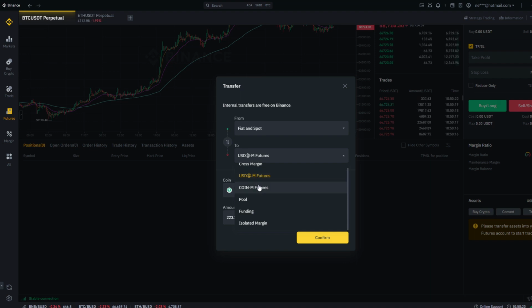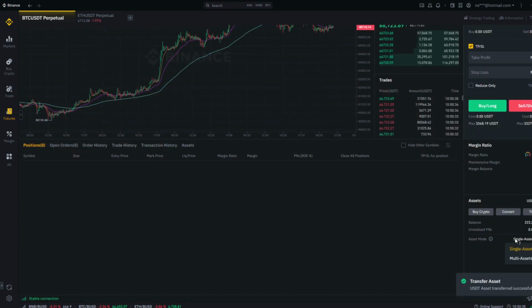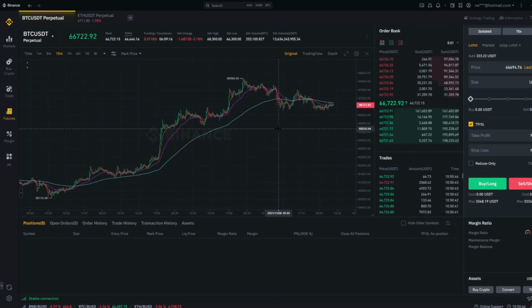Now, there's also something called coin futures, and that's pretty much the same thing, but instead of trading with USDT, you would trade with Bitcoin, Ethereum, etc. So since I want to trade with USDT, I will choose USD futures. So let's go and do this. Confirm. And as you can see right now, I have 223 USDT on my balance, and we are about ready to make our first trade. Well, not really. There's a lot to explain before we can get to the first trade.